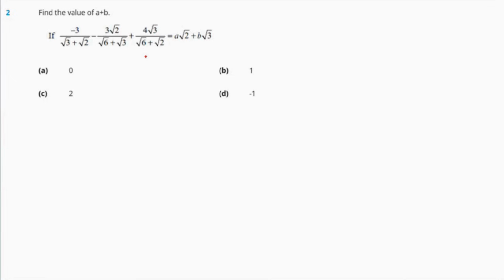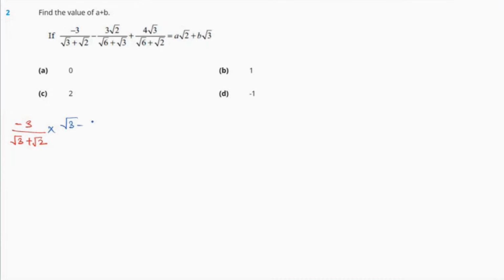For that, we need to take each individual term and rationalize it. So first we will take minus 3 by root 3 plus root 2. To rationalize it, we need to multiply the denominator by the same terms with the opposite sign.